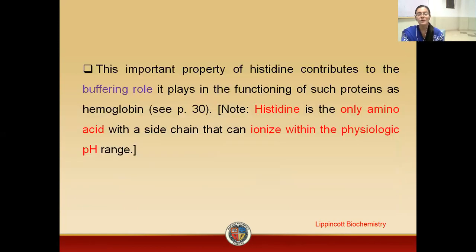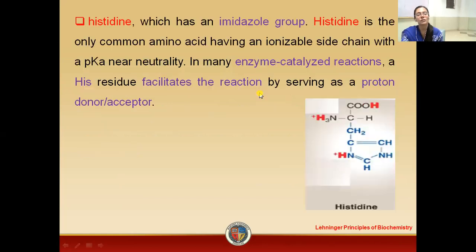The most important property of histidine is its contribution to the buffering system. Histidine is the only amino acid with a side chain that can be ionized within the physiological range. What is the structure of histidine? This is the structure of histidine. Histidine contains an imidazole group. This is the imidazole group.